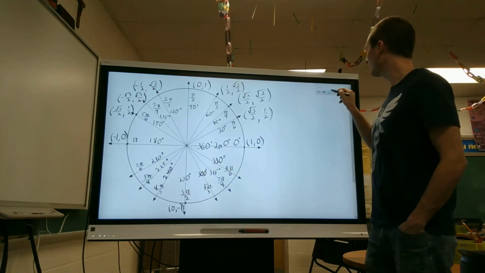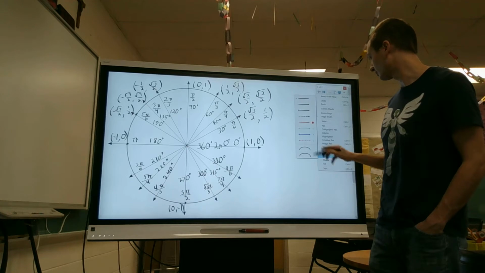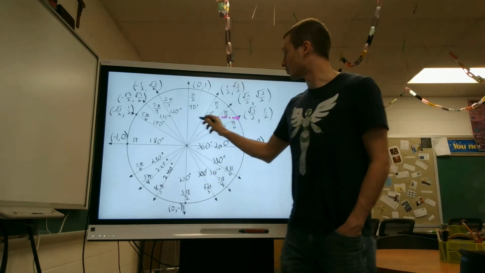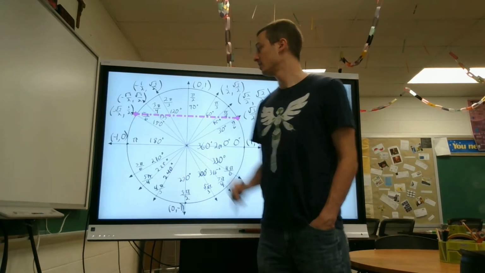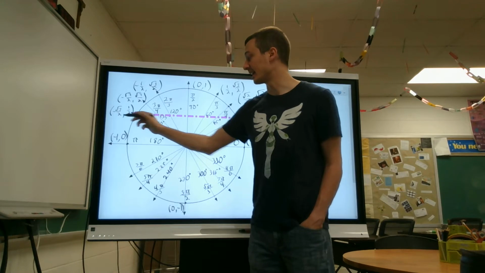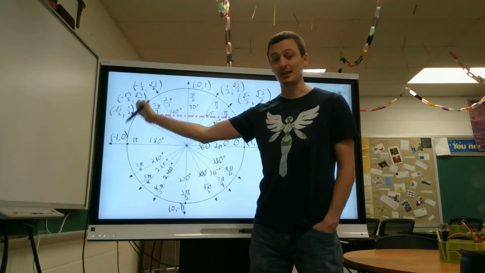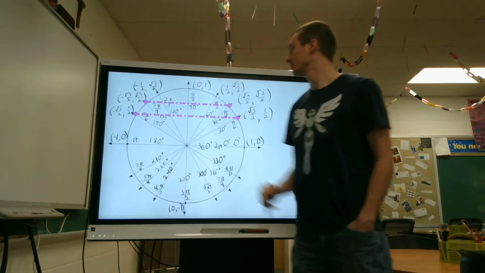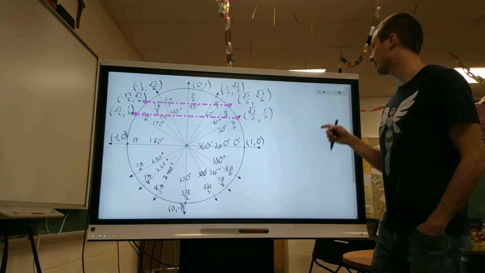So what I'm doing is drawing lines. Ooh, pretty. I'm kind of going directly across. So this point has the same coordinates as this point, except the x is negative because I've crossed the y-axis, so now the x-coordinate's negative. This point will have the same coordinates as that point, but again, I crossed the y-axis, so the x will be negative.